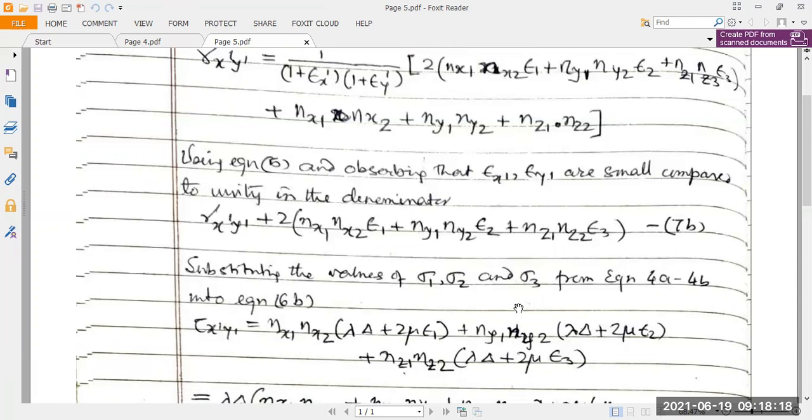Now, from equation 4a, which was like this, sigma 1, the principal stress along, say, the x-axis, is 2 lambda into delta plus 2 mu into epsilon 1.